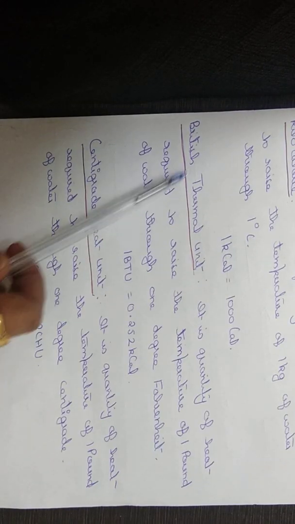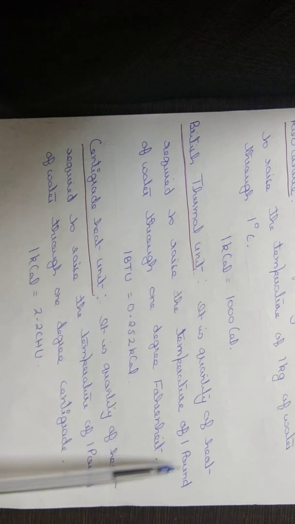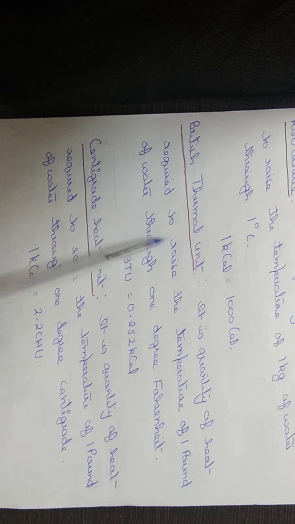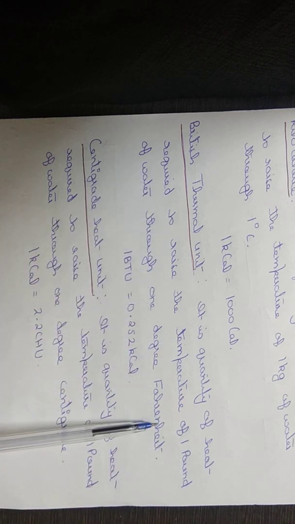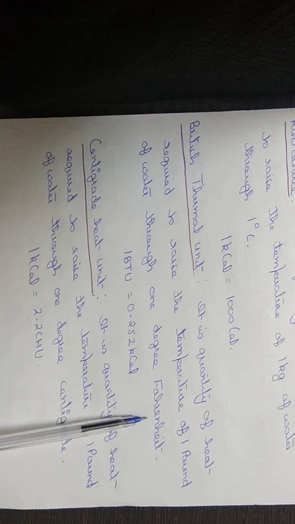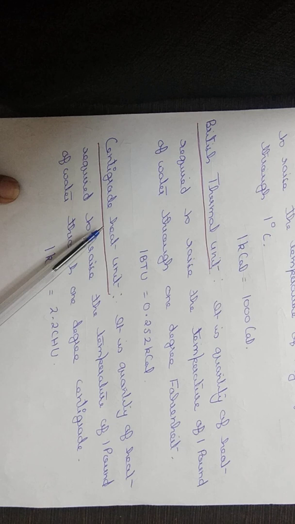Then the next unit is the British thermal unit. When we study the British thermal unit, in British English weight is given by pounds. So it is defined as the quantity of heat required to raise the temperature of 1 pound of water through 1 degree Fahrenheit. The temperature in British English is given by Fahrenheit and weight is given in pounds. 1 British thermal unit is equal to 0.252 kilocalories.